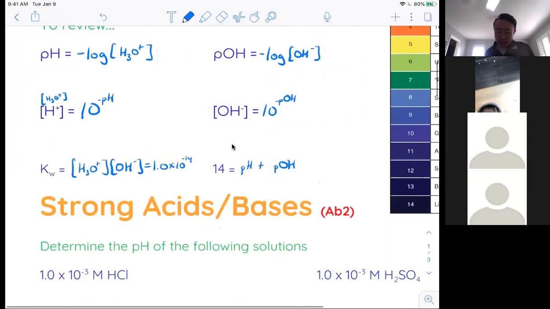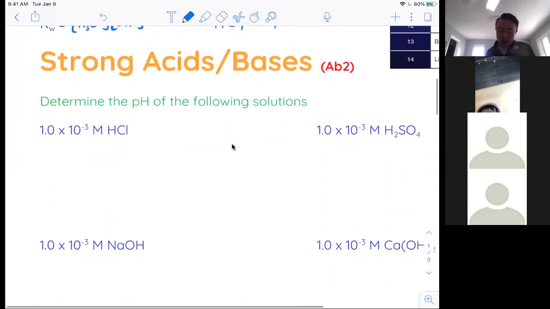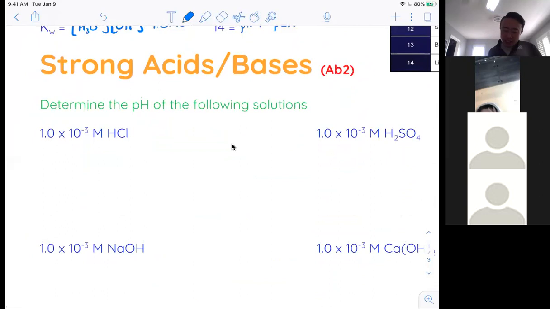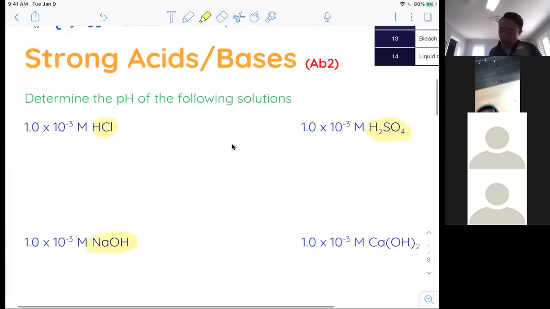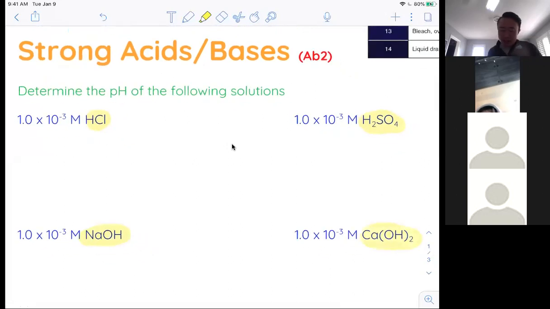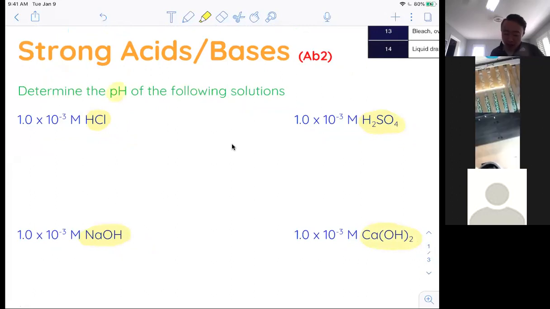But down below, this is kind of a newish thing, but I think it makes a lot of sense. We are going to say that these are all going to be strong acids or strong bases that we're using for these questions in these examples. And the key difference between strong acids versus weak acids is that strong acids completely dissociate. So I want to find the pH of the following solutions. I've got to find the H plus concentrations of each solution as well.